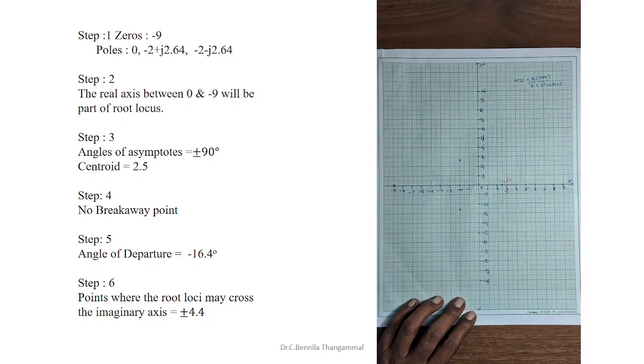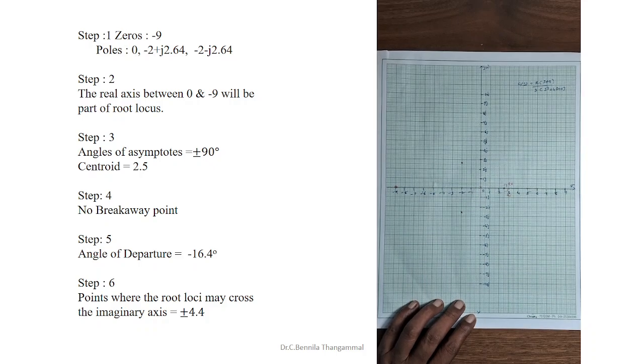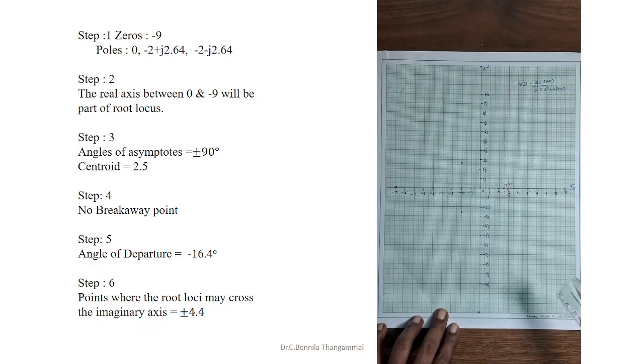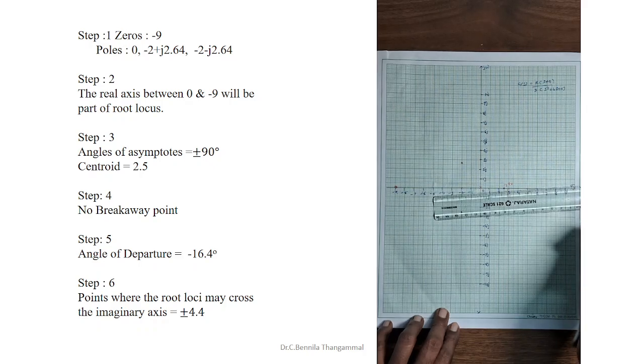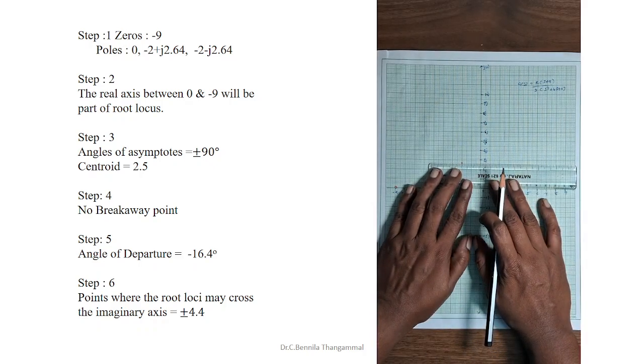Step 4 is to find the breakaway point. Since there are no adjacent poles or adjacent zeros, a breakaway or break-in point is not possible. Step 5 is the angle of departure and angle of arrival. Here we have complex poles, so the angle of departure is possible. We have found the angle of departure to be minus 16.5 degrees.